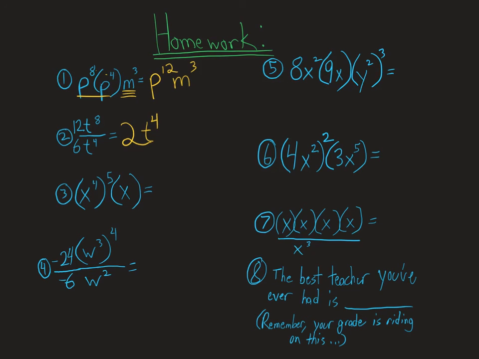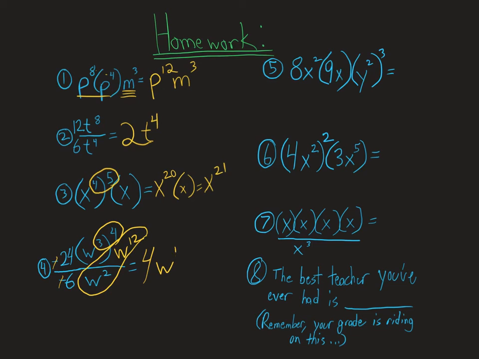Number 3, I've got x to the 4th raised to the 5th. That's 20 x's. So we end up with 20 x's, and then that one more x makes x to the 21st. There you go. Okay, number 4, 2 negatives will cancel. 24 over 6 is 4. Power to a power makes a w to the 12. I just wrote this one on the last page. w to the 12 over w to the 2 is w to the 10th. Subtract off those 2 to cancel.